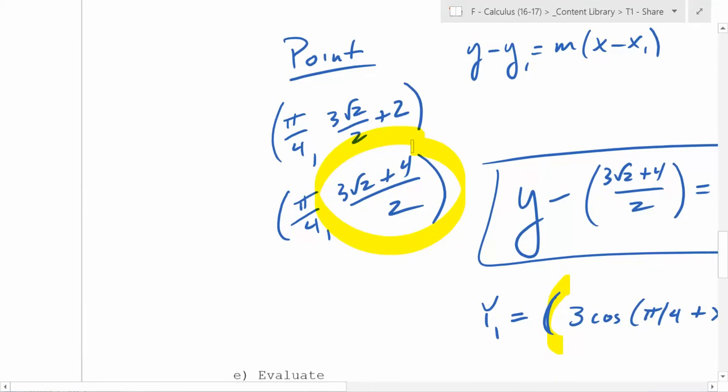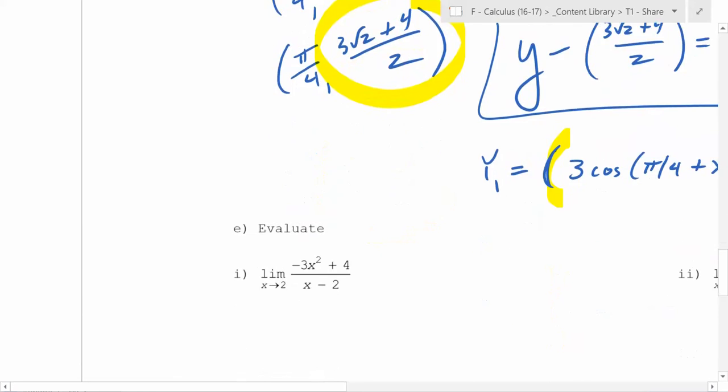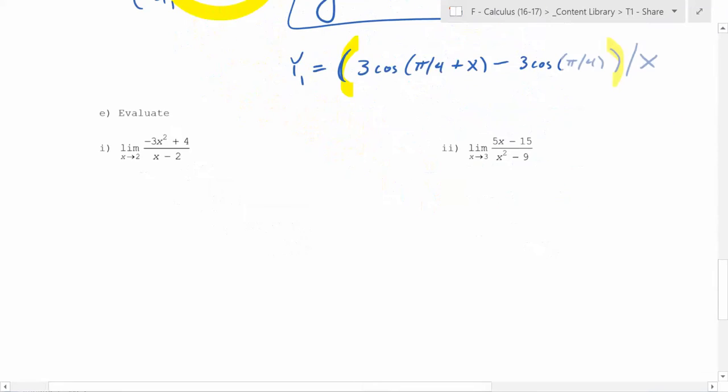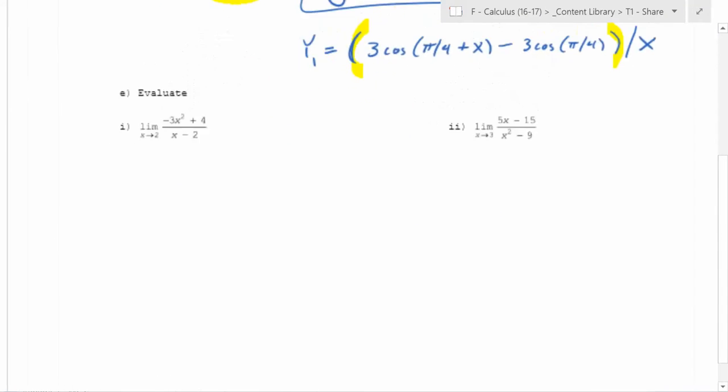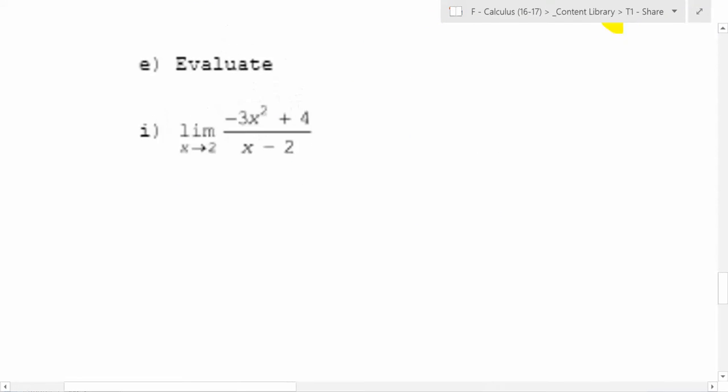You can't use cosine in your final answer. Making your table, that's fine. Totally fine. So let's practice a little bit here. Limits, limits, and limits. Let's see if we can remember what we do here.